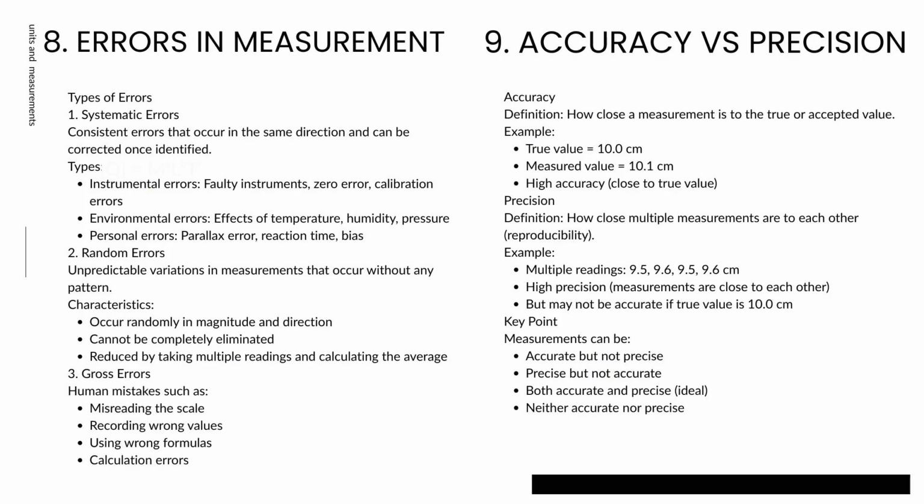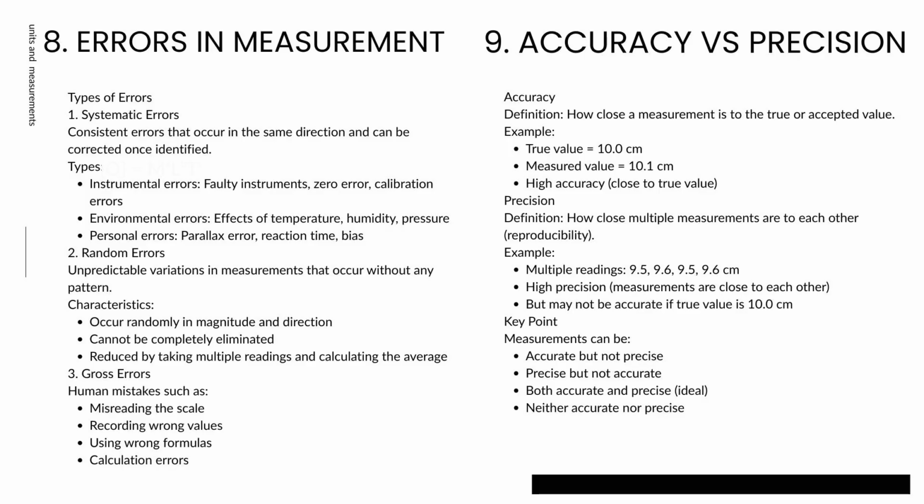That's why in your chemistry laboratory, most times they ask you to take 3 readings and you find the average, just because of this random error. We have gross error, which are human mistakes such as misreading the scale, recording wrong value, using wrong formula, and calculation errors. Next, we have accuracy versus precision.